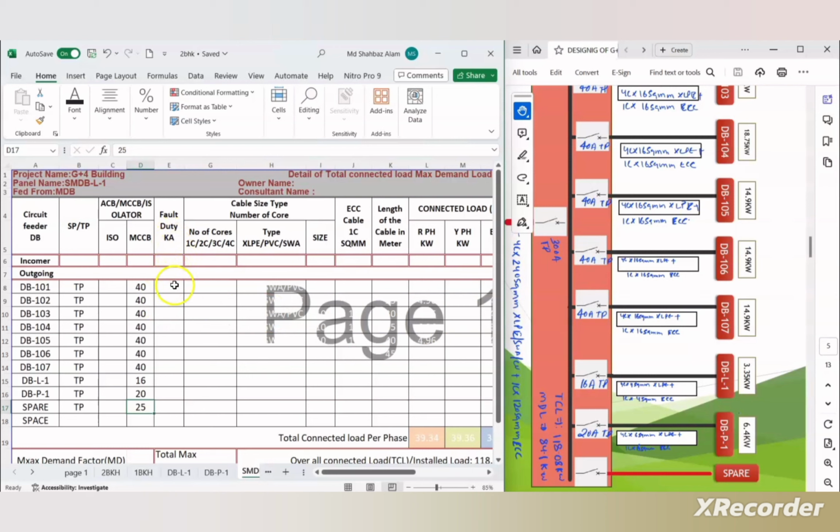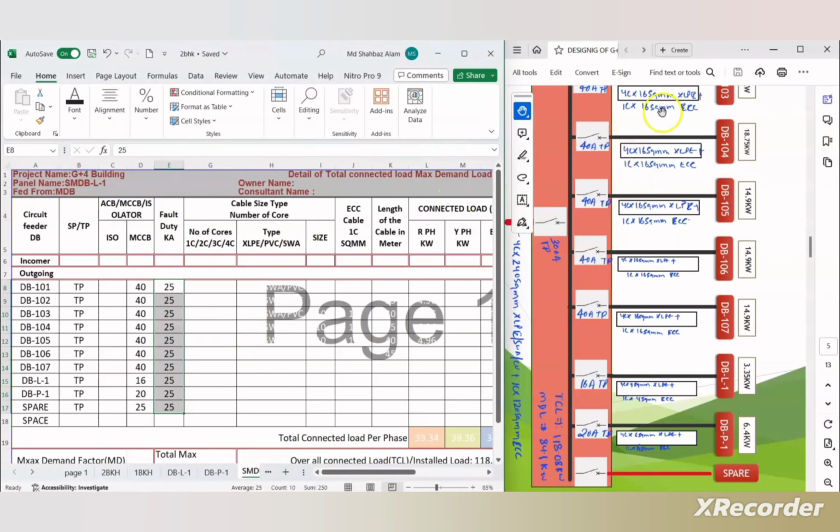Watch that video. But to complete this topic, I will tell you one general thing: for the DB level, the prospective short circuit fault current is considered as 25 kilo ampere. But it is not correct in all situations. We have to calculate it and then write it. So watch that video to know how to calculate the prospective fault current. But for the time being, I took the prospective fault current as 25 kilo ampere.